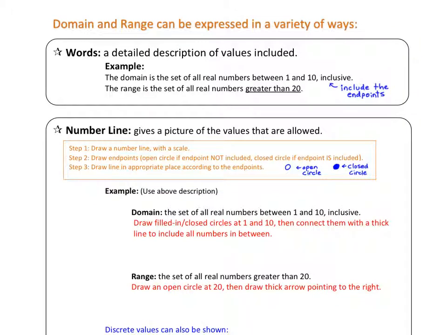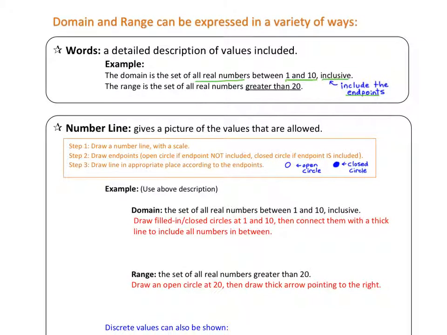So a couple examples: the domain is the set of all real numbers between 1 and 10 inclusive. This all real numbers means any number, decimals, rational, irrational, it's all included, but between two numbers. And inclusive means that you include the endpoints. If it said exclusive, you wouldn't actually include the endpoints, it would just be every number up to but not including them. An example of range in words is the set of all real numbers greater than 20. And when you have a greater than 20, it would be the greater than sign followed by the 20 and whatever variable you had in front of that.